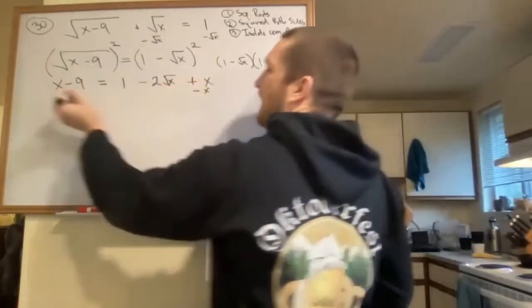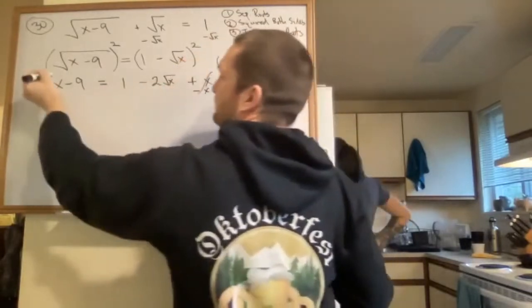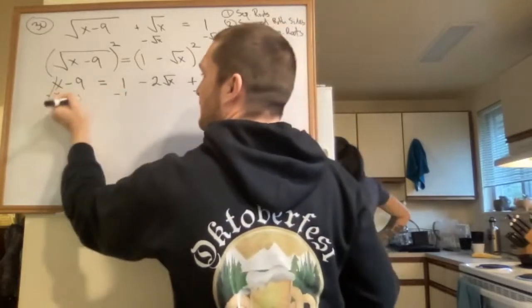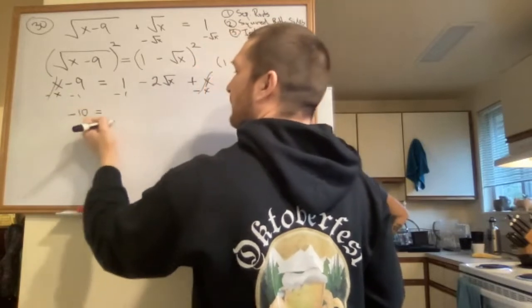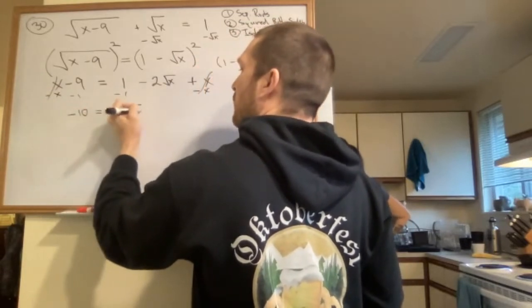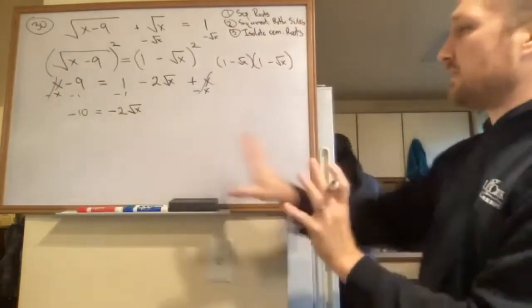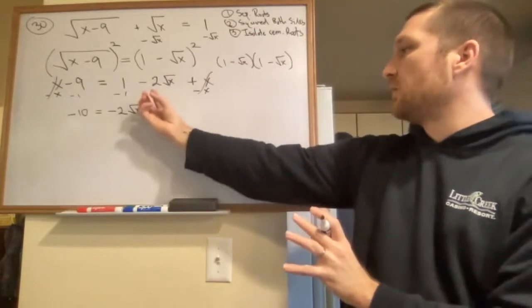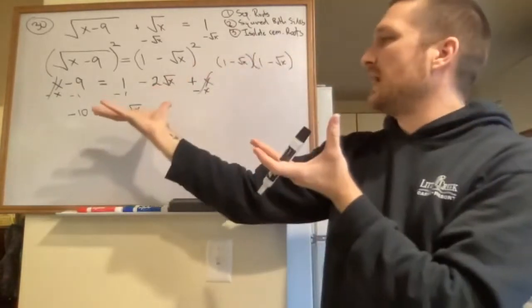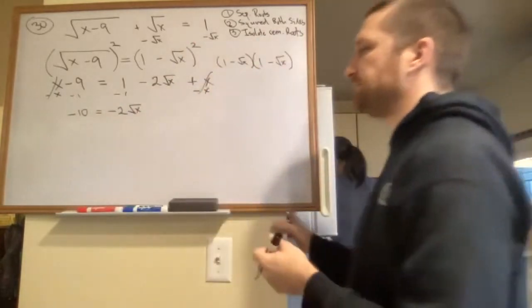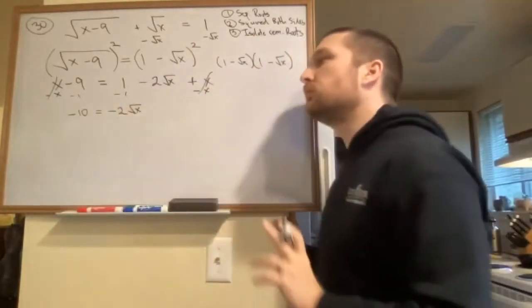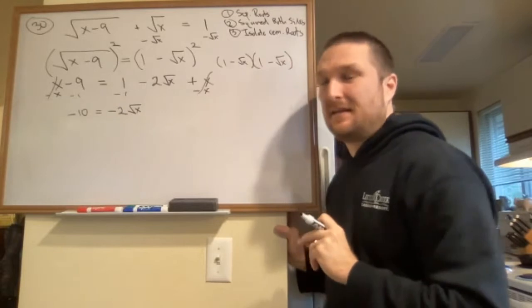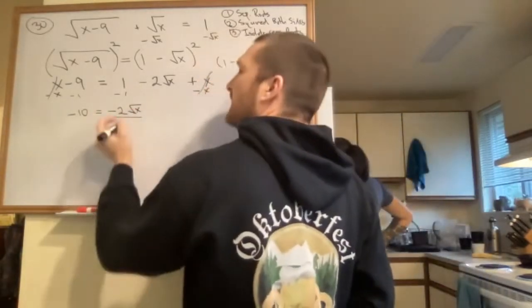When I subtract off an x, they happen to cancel out. That's great. Subtract a 1 from here to give me a total of negative 10 equals negative 2 root x. Now that looks nice. That's something I could deal with. What happens to x? First it gets a square root, then it gets multiplied by negative 2. So how do we undo this? Square it. Wait a second, no, sorry, I had it backwards. Divide by negative 2. There we go.